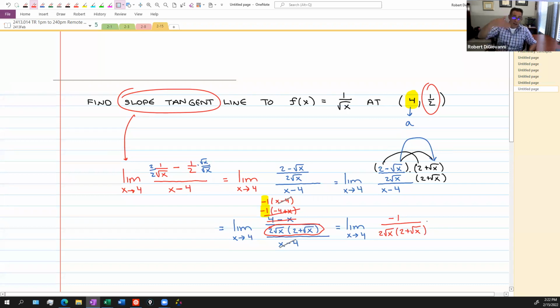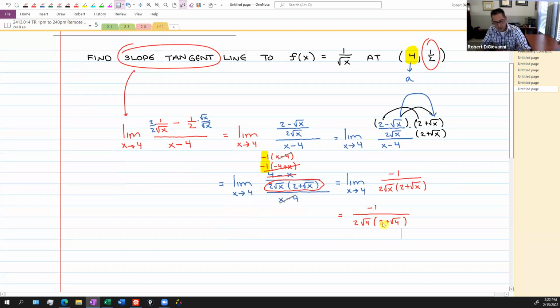And now let's let x go to 4. We should no longer have division by 0. So we have -1 on top, 2 root 4, 2 plus root 4. I'm going through this in detail because students make mistakes on this part. This is -1 over 2 times 2 times 2 plus 2. Right? Square root of 4 is 2, so 2 times 2. And then here, square root of 4 is 2, 2 plus 2.